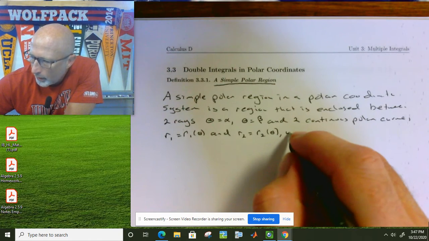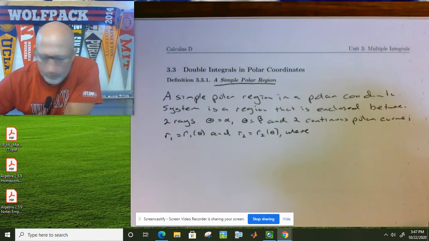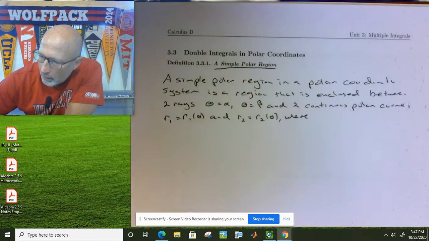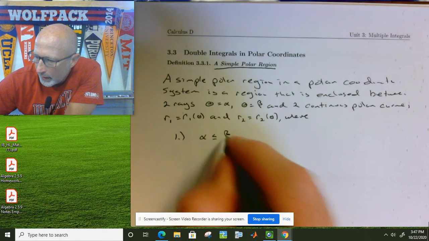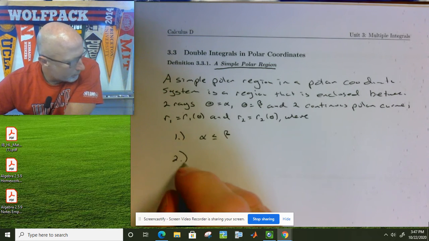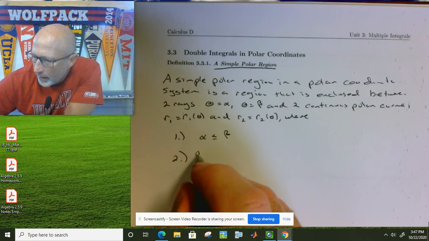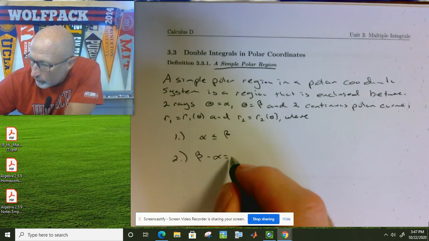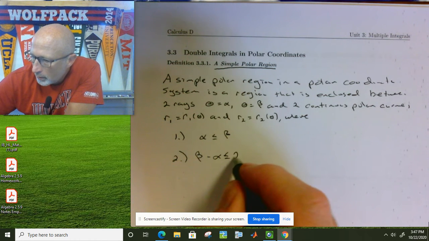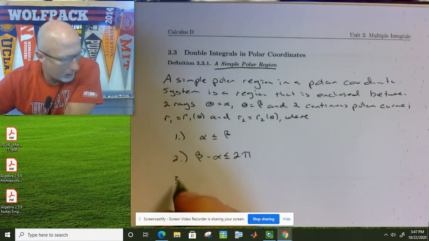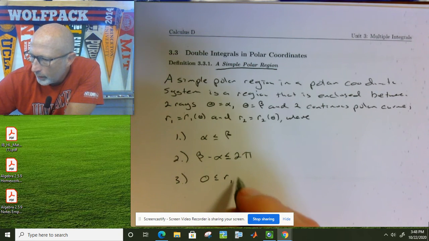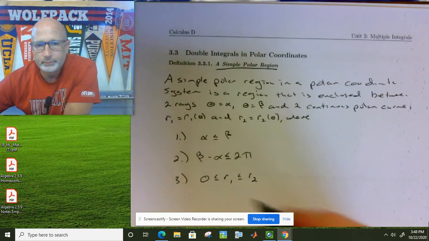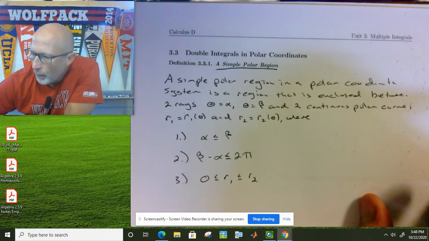And we have some conditions that we have to satisfy here. Okay, 1, alpha is going to be less than or equal to beta. 2, beta minus alpha is less than or equal to 2 pi. And 3, R1 is going to be less than or equal to R2, and they're both positive. Okay, so why is that the case?